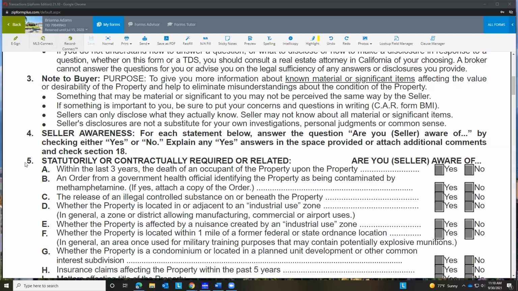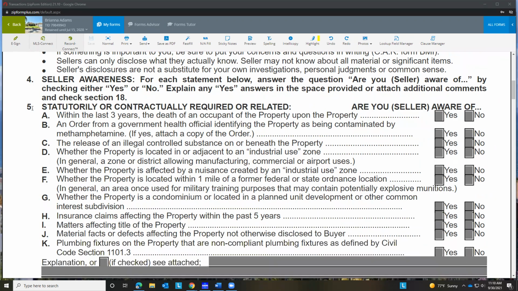So we're going to go to number 5, statutorily or contractually required. Statutorily means state required. 5A through K, these are the exact same questions that are on the exempt seller disclosure, which is required on a probate or a successor trustee situation, okay?